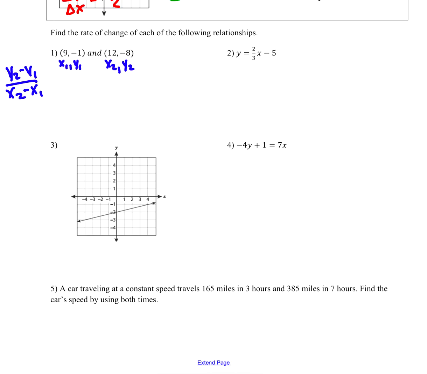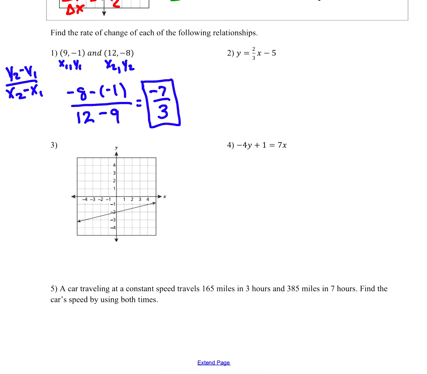So when I plug this into the equation, make sure when you substitute in, you're using parentheses. So my y2 is negative 8, minus my y1, negative 1, all over x2, which is 12, minus x1, which is 9. So I keep change on the top. The top would be negative 7 over 3. And we just want to leave that. We leave slope as the improper fraction.